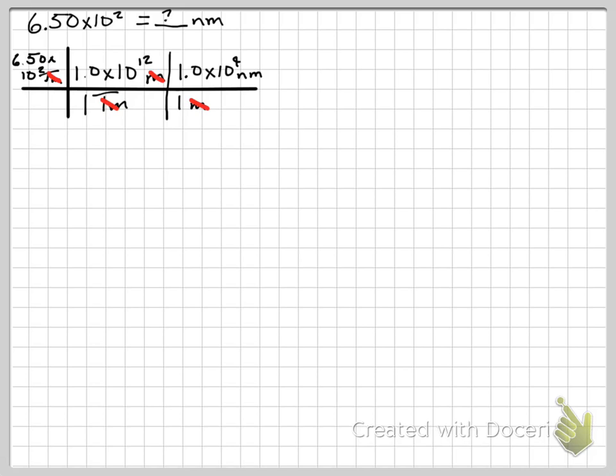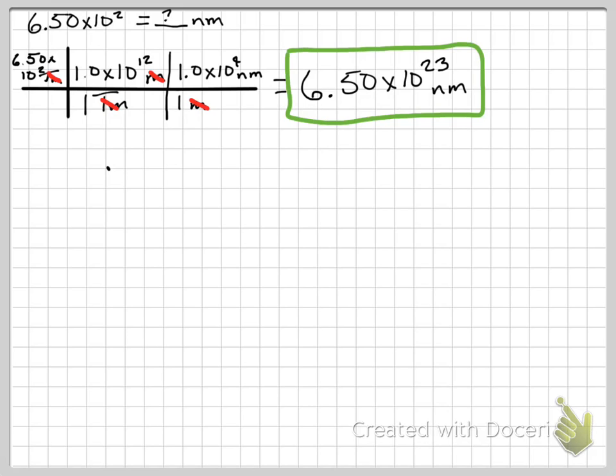Now, in your mind, you're probably saying, okay, it was negative on the chart. Why is it now positive? We're asking the question, how many of these are actually present? That means I'm going to need a positive number. So I took the value that was given to me and divided 1 by that number. That gave me this very large number. Now, multiplying across the top and dividing by the information on the bottom, which in this case is 1, gives me my final answer of 6.50 times 10 to the 23rd nanometers.